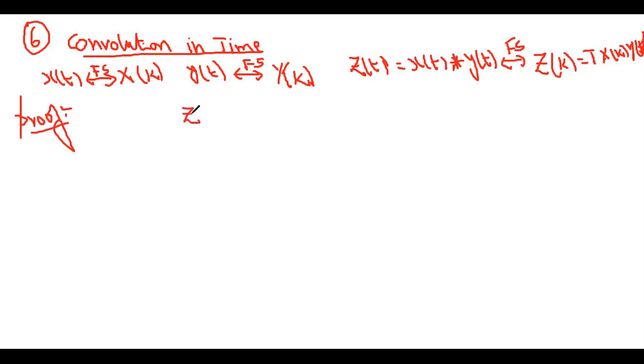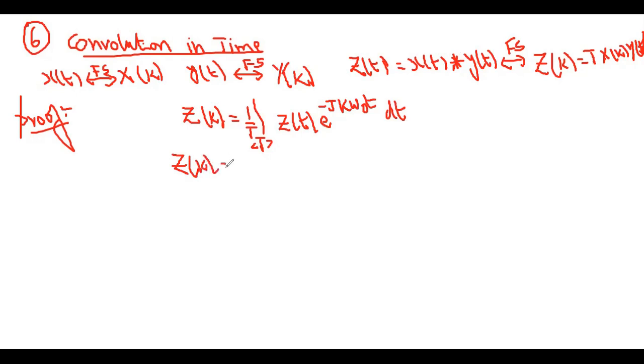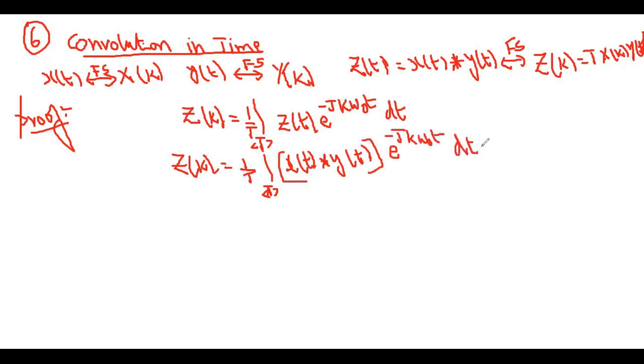We know the analysis equation is z of k is equal to 1 by T, the integral over T, z of t, e power minus jk omega naught t dt. Now z of t is a convolution between the two functions. So z of k is equal to 1 by T, the integral over T, of z of t, which is x of t convolved with y of t, times e power minus j k omega naught t dt. What it matters to us.